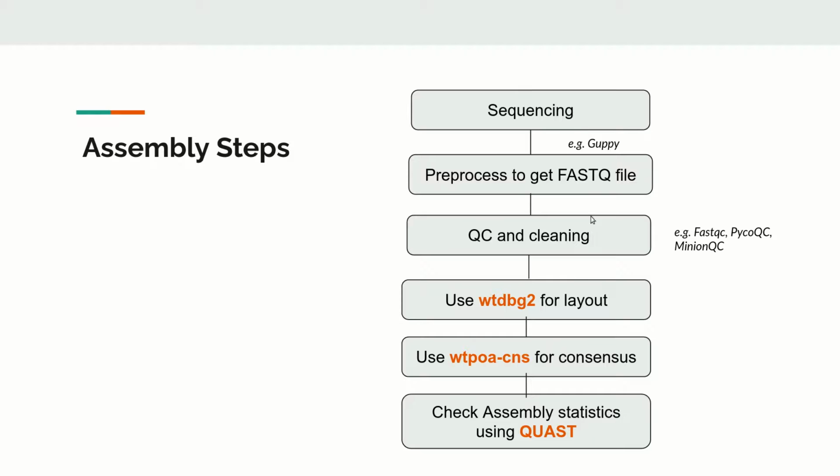So the overall assembly steps: once sequencing is done, the raw data is converted to a FASTQ file, and before assembly we do the QC and the cleaning. Once we have clean data, first we will use the assembler to generate the reads to contig layout, and then we will use the consensus module, which will take the layout and generate the consensus sequence, which is the FASTA file. And then with the FASTA file, we can check the assembly statistics using QUAST.